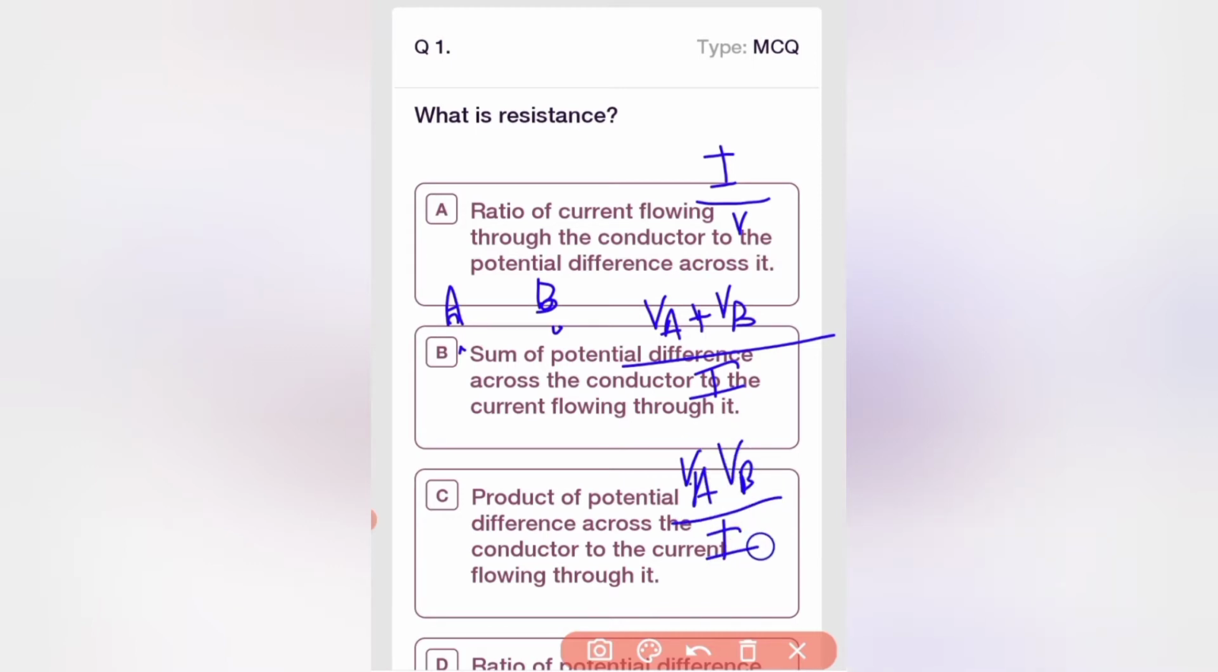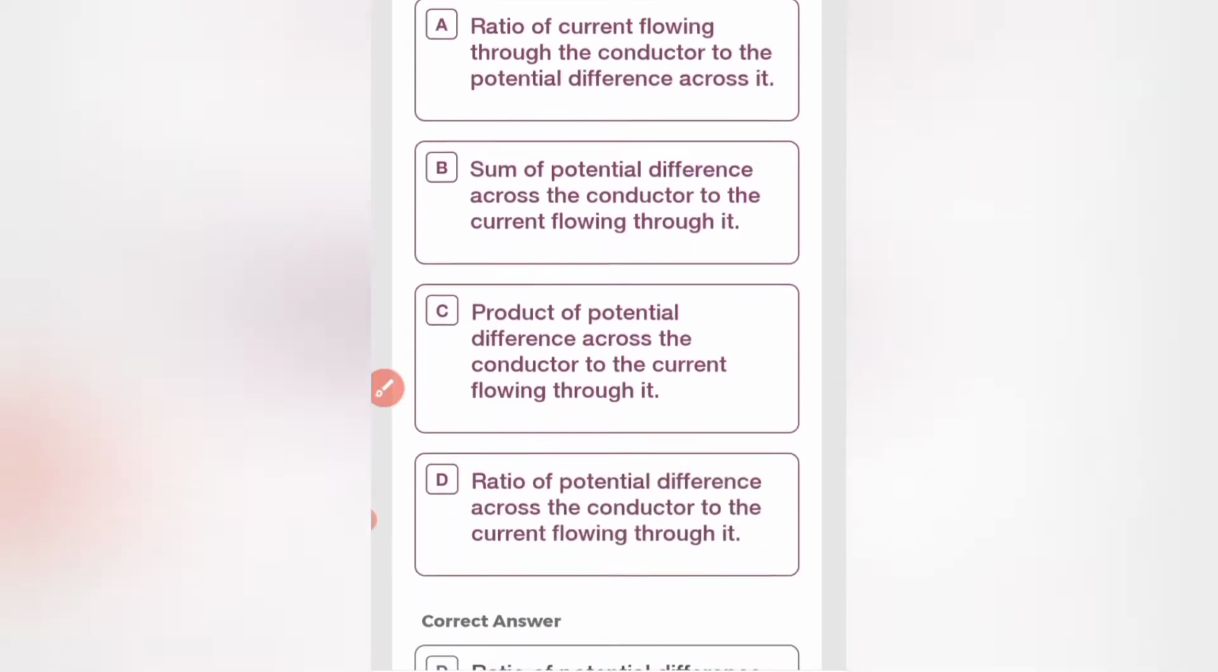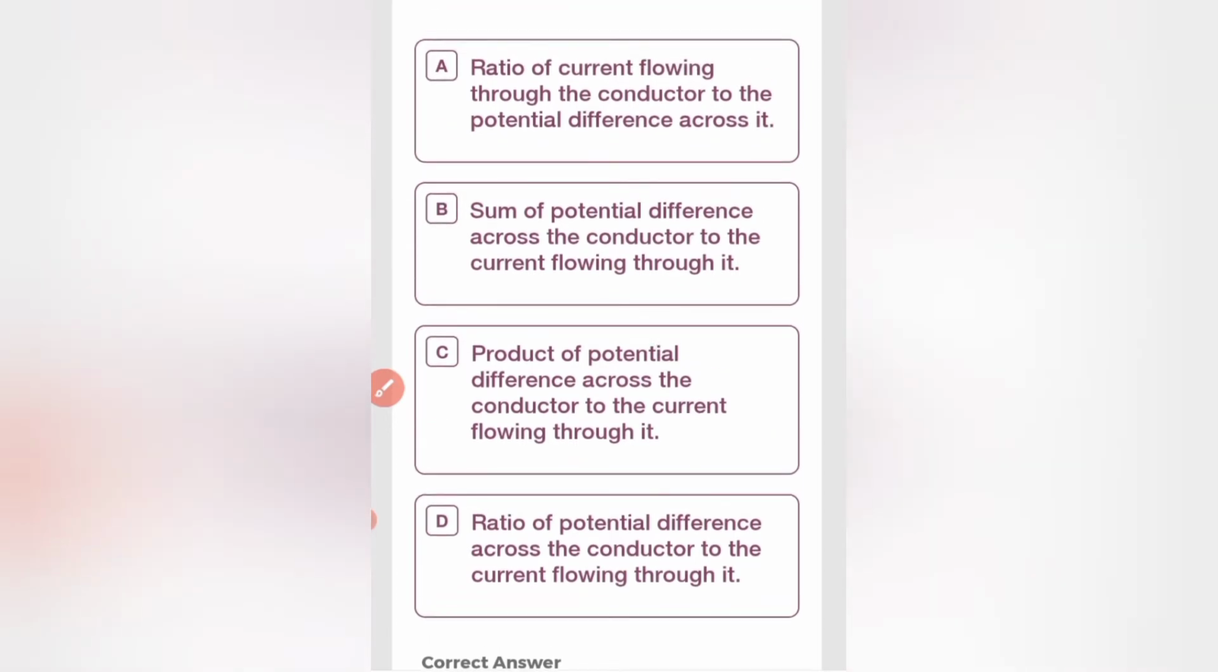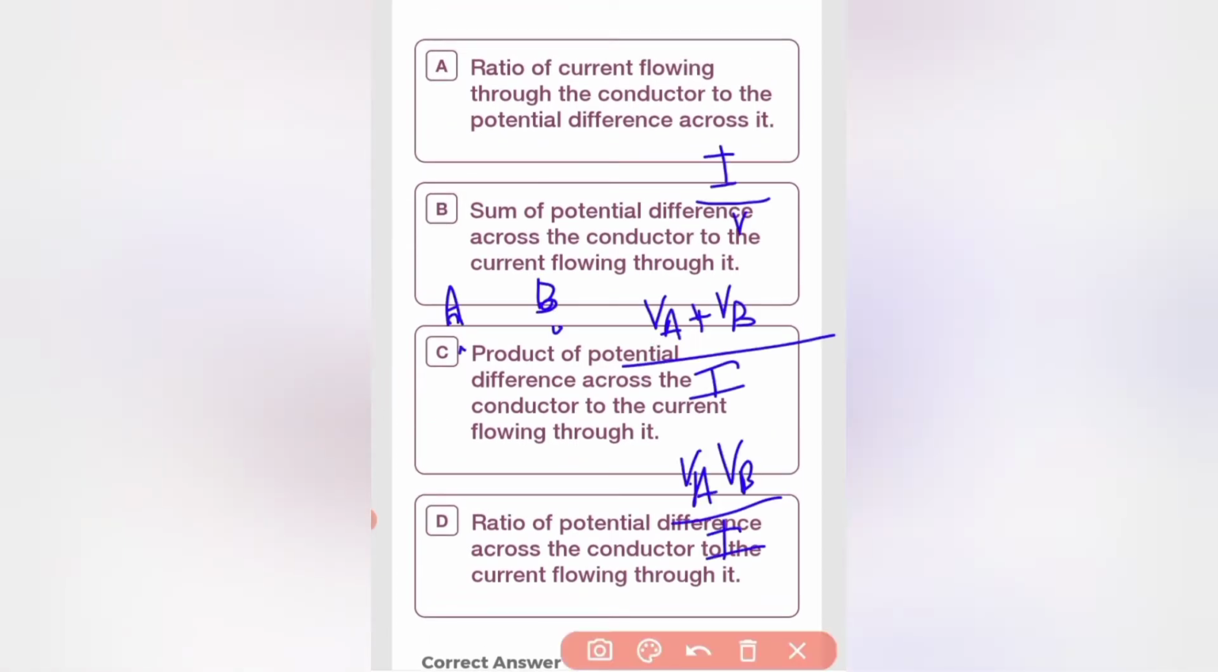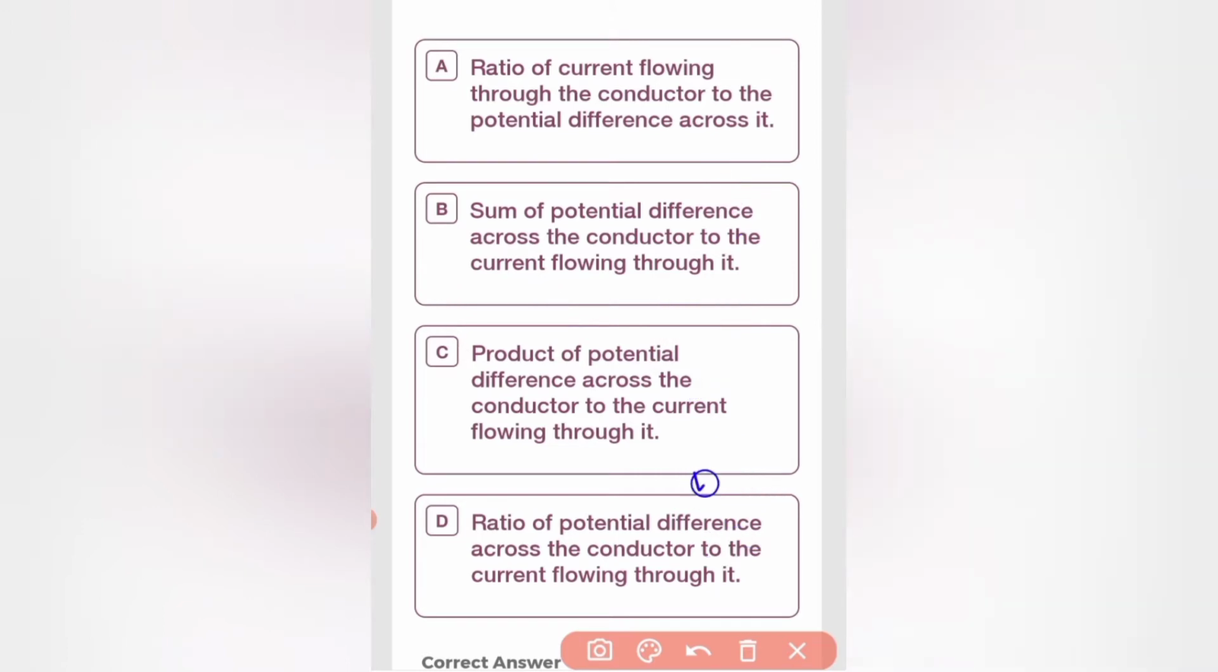Is that correct? No. Let's see the other one: ratio of the potential difference across the conductor to the current, V by I. So this is correct. Resistance R is equal to V by I, according to the definition. So the correct option will be option D.